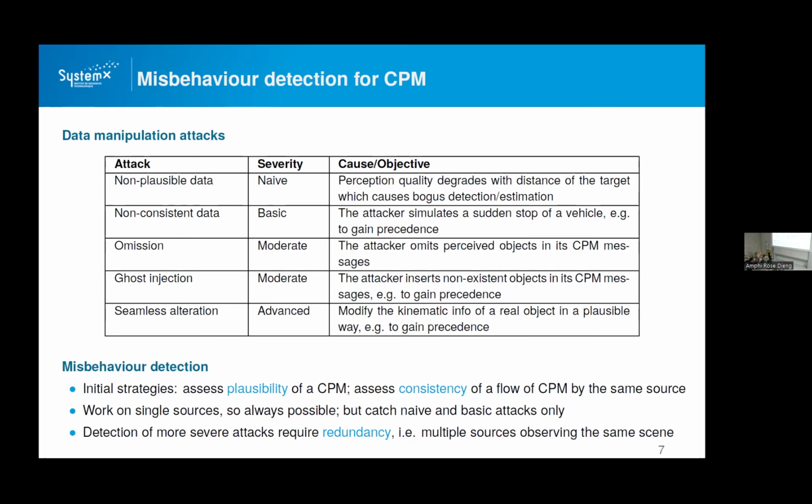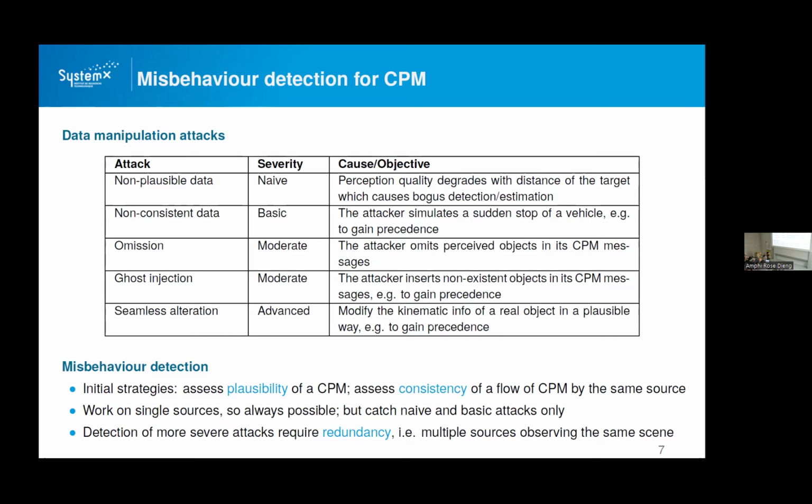But then you have other attacks which are more complex. One is I omit to indicate to you an object that I do see on the road. The second one is I fabricate an object that is not there. Both of them, I can spot them, but only on the condition that somebody else is on the road observing the same thing. Otherwise, I'm dead. I will be fooled by this attack.